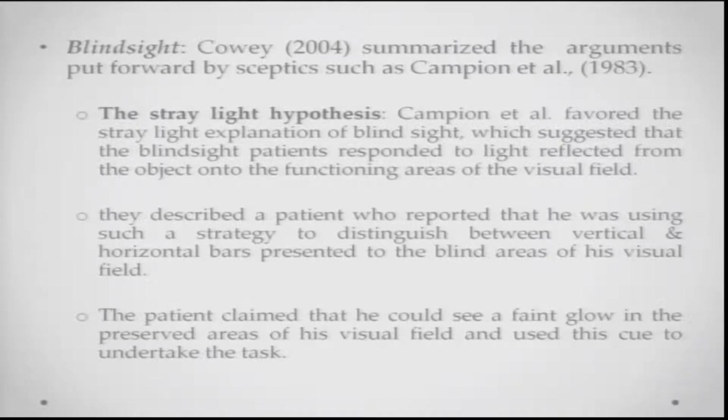So, this is what the stray light explanation is. Now, they were describing a patient who reported that he actually used such a strategy to distinguish between vertical and horizontal bars presented to the blind areas of his visual field. This patient claimed that he could see a faint glow in the preserved areas of the visual field and used this cue to undertake this particular task.